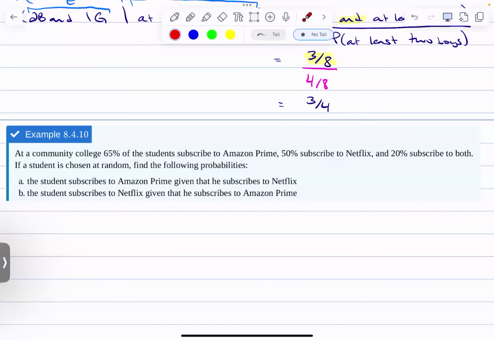At a community college, 65% of the students subscribe to Amazon Prime, 50% subscribe to Netflix, and 20% subscribe to both. If a student is chosen at random, find the following probabilities. Part A, the student subscribes to Amazon Prime given that he subscribes to Netflix. Right, and so probably the hardest part is translating that question into some sort of probability notation.